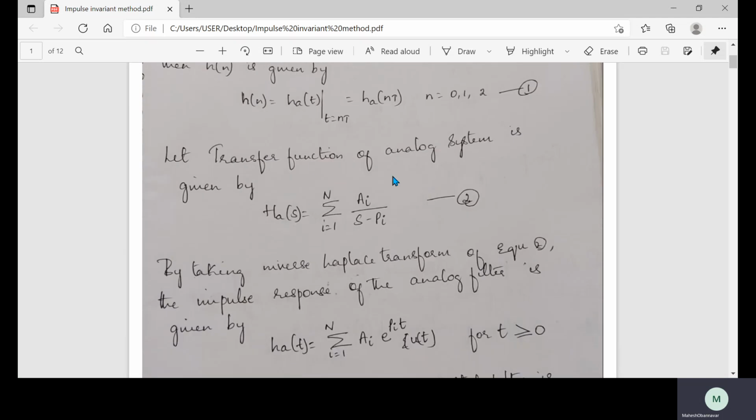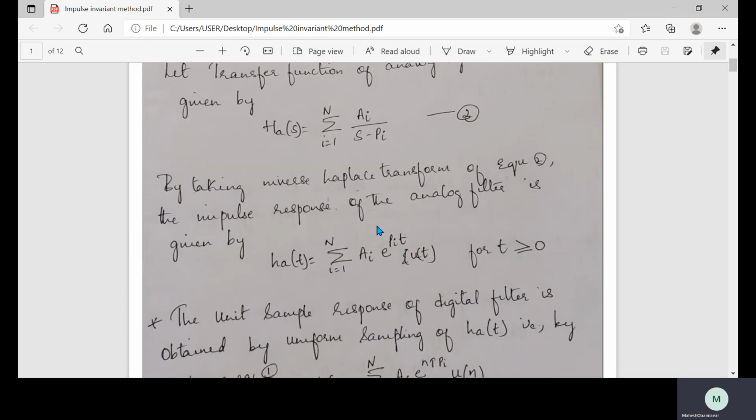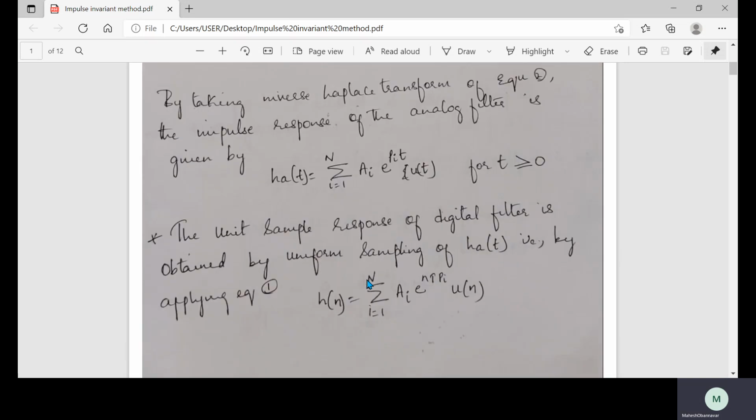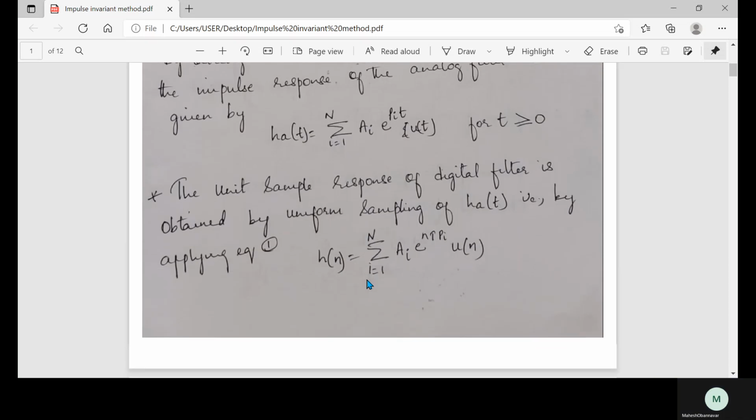So let the transfer function of the analog system be given by, we know this, H_a of s is equal to summation i equal to 1 till N, a_i divided by s minus p_i, equation 2. By taking the inverse Laplace transform of equation 2, the impulse response of the analog filter is h_a of t equal to summation i equal to 1 till N, a_i into e to the power of p_i t, u of t, for t greater than or equal to 0. So the unit sample response of the digital filter is obtained by uniformly sampling the analog filter, which is given by h of n is equal to summation i equal to 1 till N, a_i into e to the power of p_i nT, u of n.